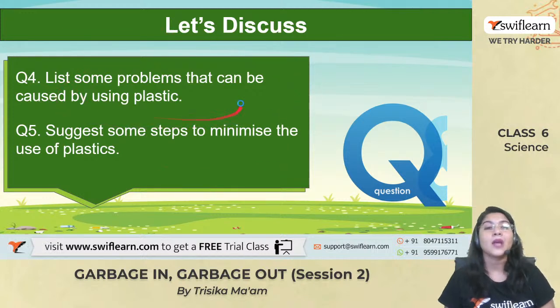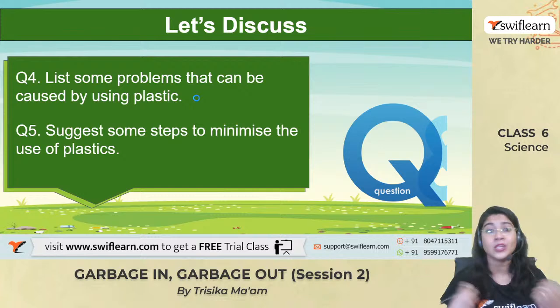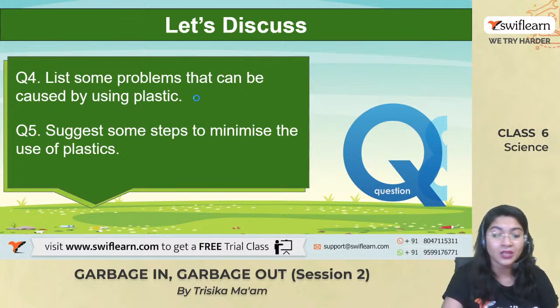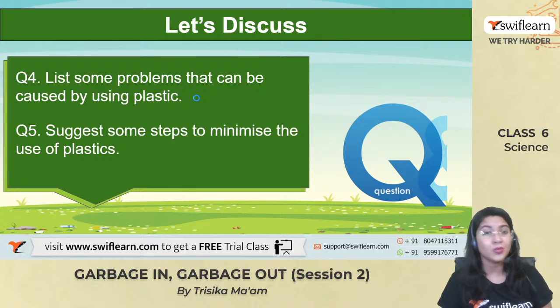Okay. Now coming to the list of some of the problems that can be caused by using plastic. Why is it always suggested not to use plastic bags or plastic materials? What are the problems? We can say that while burning them, they produce a lot of harmful gases. Yes, when plastic reacts with food, it makes the food harmful. If we consume that food, it will harm our body, right? So it is not at all good for our health.